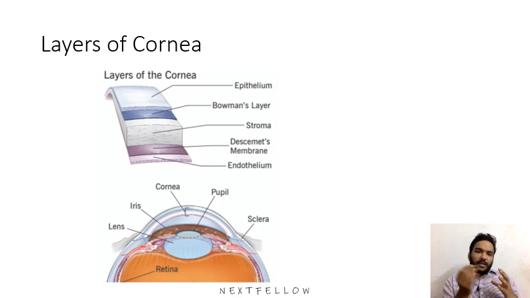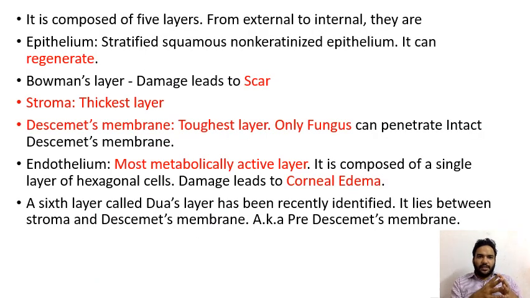But now there is another layer called Dua's layer by our own Indian ophthalmologist Harminder Singh Dua sir. So he made this layer called Dua's layer. That's a pre-Descemet's layer that is between stroma and the Descemet's membrane. I'll show you all these points here. So it's composed of 5 layers from external to internal.